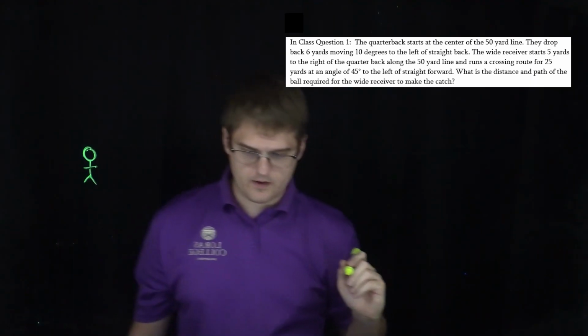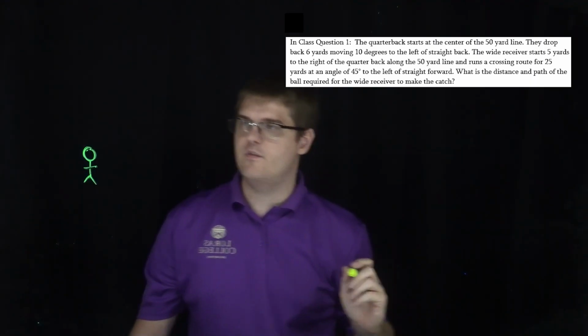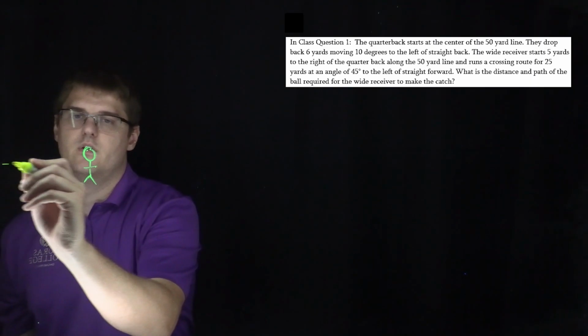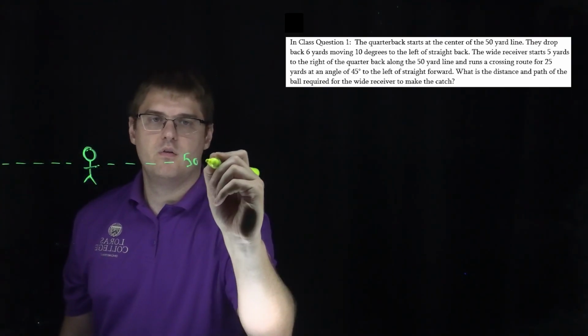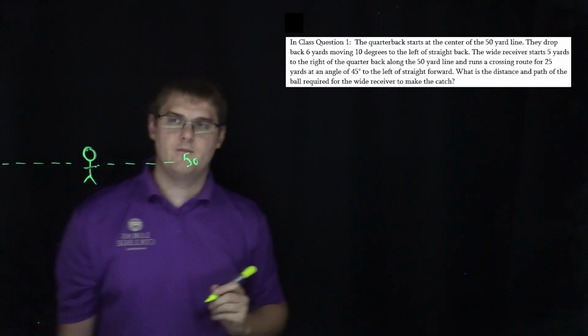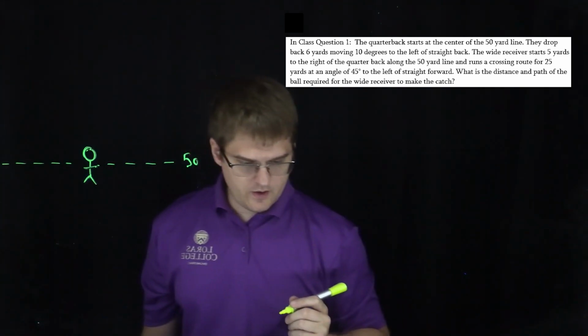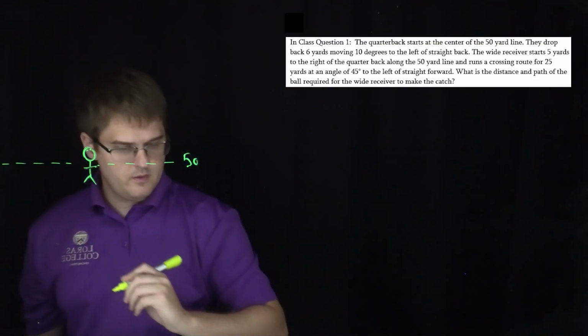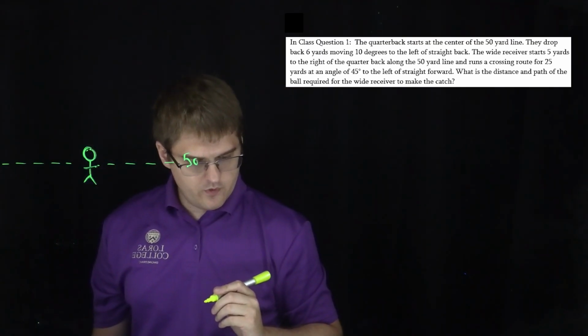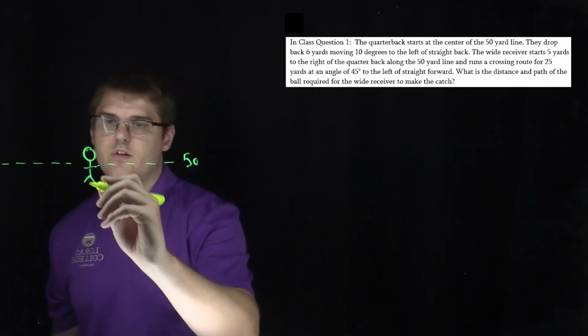So we've got our quarterback. Quarterback starts at the center of the 50-yard line. First thing he does is they move back 6 yards, but not straight back. They move 10 degrees to the left of straight back.